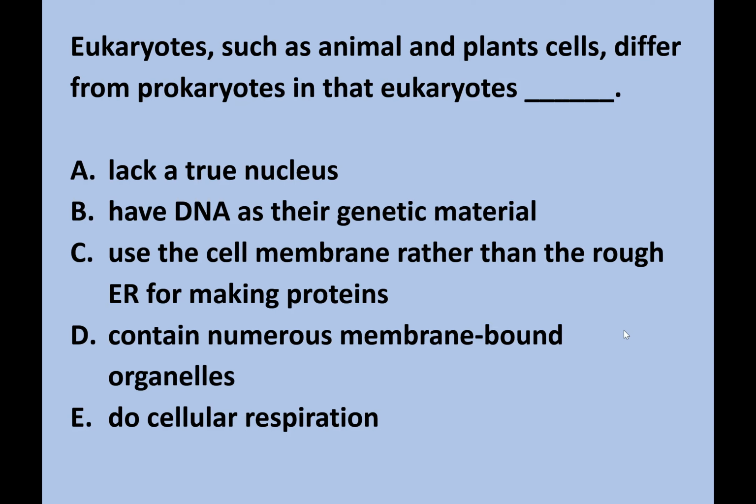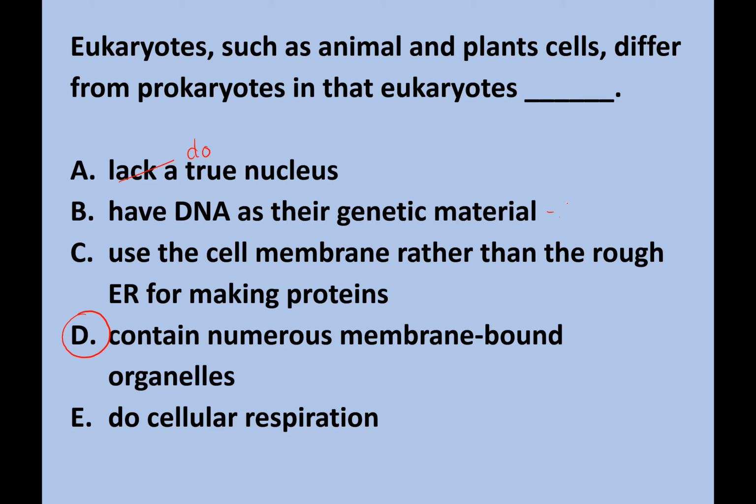So the first question asks, eukaryotes, such as animals and plants, differ from prokaryotes in that eukaryotes what? And the correct answer is D. Eukaryotes contain numerous membrane organelles, like the rough ER and the Golgi and lysosomes. The reason A is not true is eukaryotes do have a true nucleus. That's what differentiates them from prokaryotes.